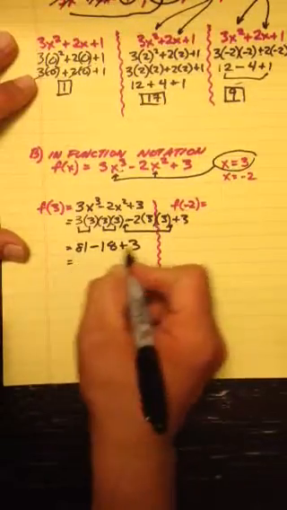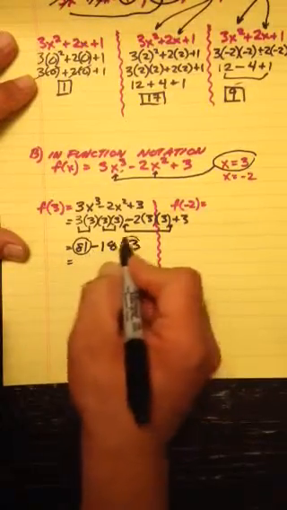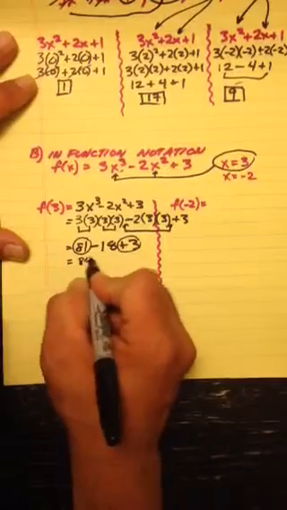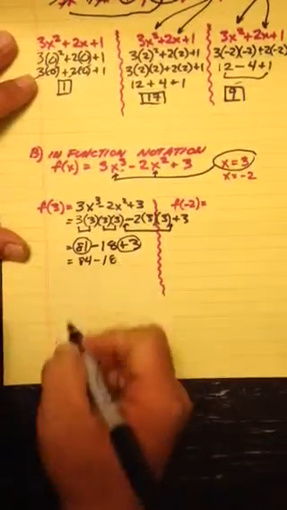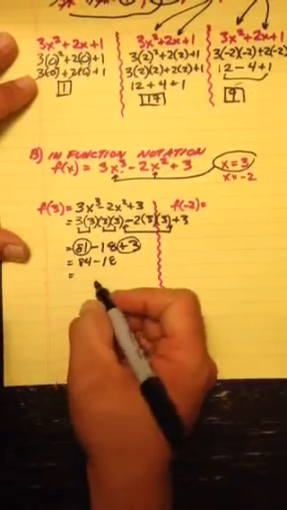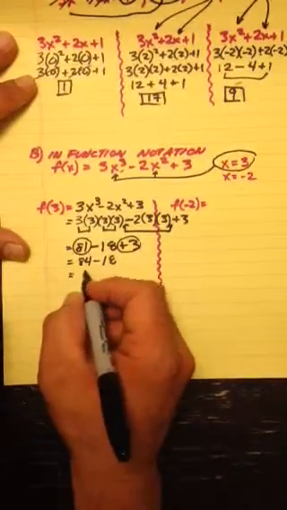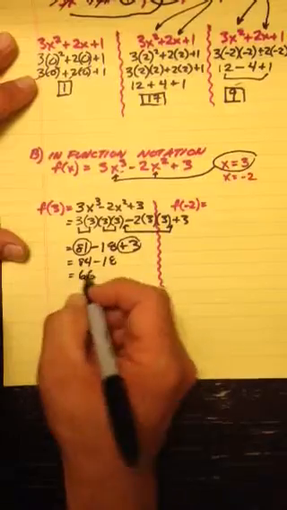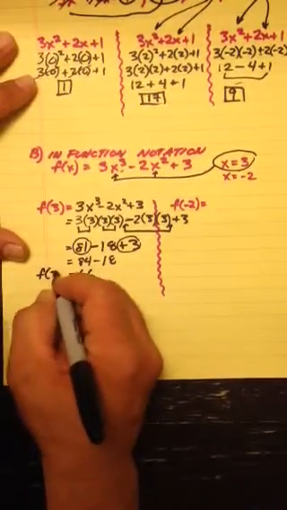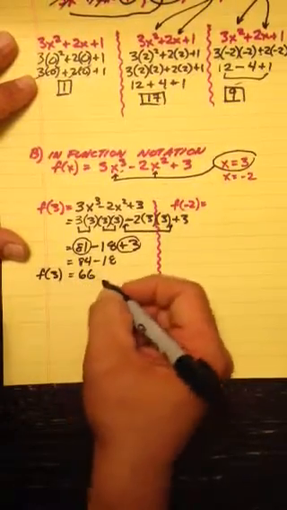So this becomes, I like to think of getting all the positives together, which makes it 84 minus 18, which is kind of like 84 minus 20, which is 64, but not quite. So that's going to be a 66. So f of 3 has a value of 66.